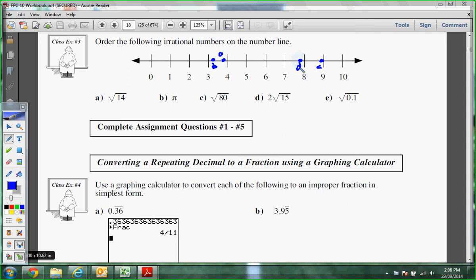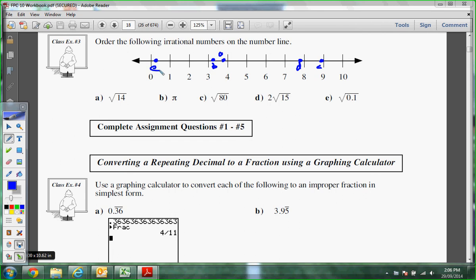And the last one, square root of 0.1. Well, that's 1/10. Square root of 1 is 1. Square root of 10 should be like 1 over what? Probably pretty close to 0, huh? Okay, so yeah, right there is good. Perfect. 0.316.